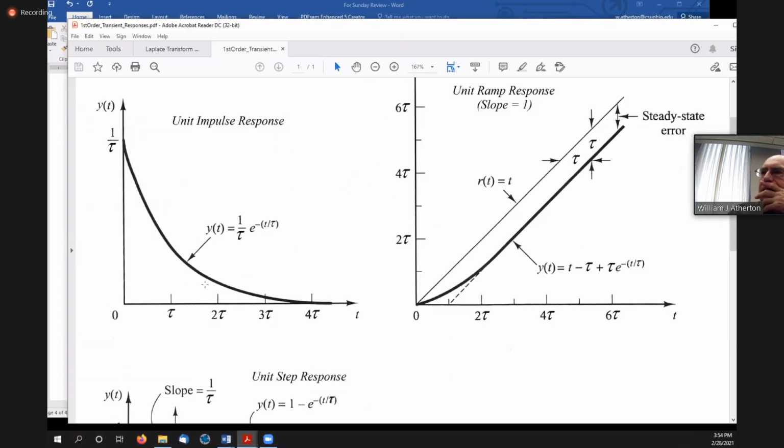You can look at this. You can find the initial value. Take, what would it be? 36.8% of that. That's where one time constant occurs.